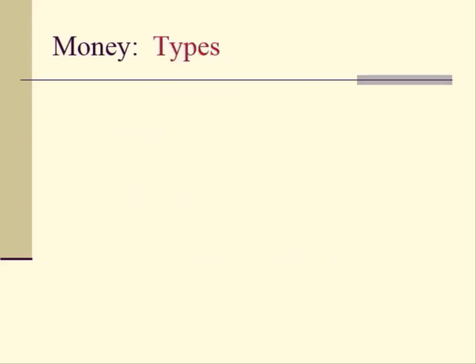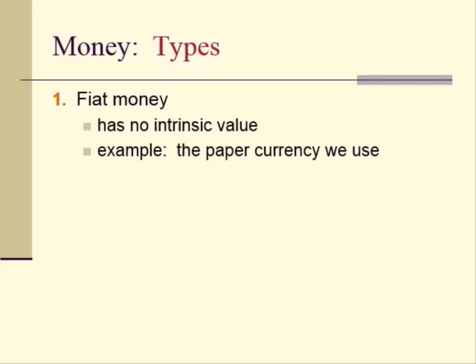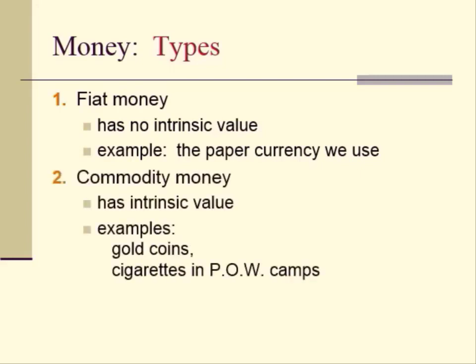There are two types of money. One, fiat money. Two, commodity money. Fiat money, created by government decree, has no intrinsic value. For example, the paper currency we use. On the other hand, commodity money has intrinsic value. For example, gold coins. Why? Because gold can be used for dental fillings, jewelry, and so on. Therefore, it has intrinsic value.